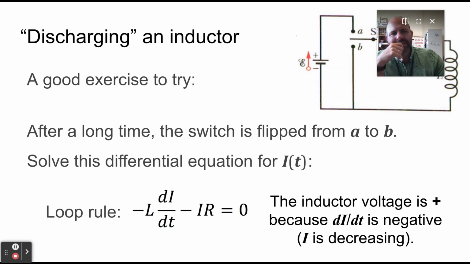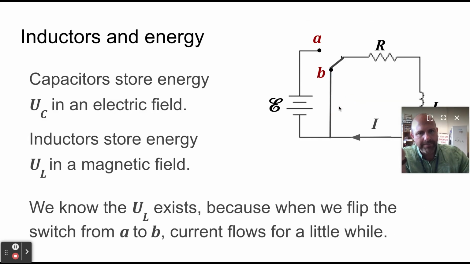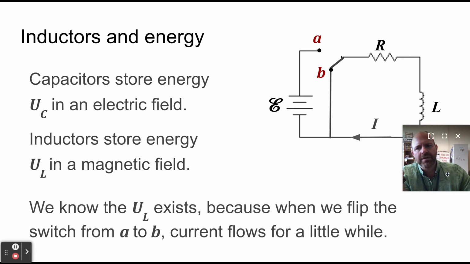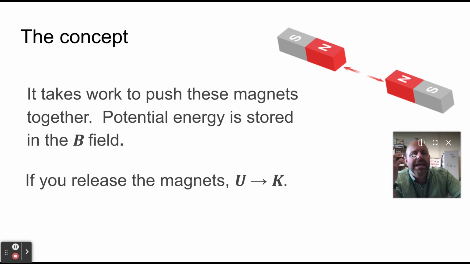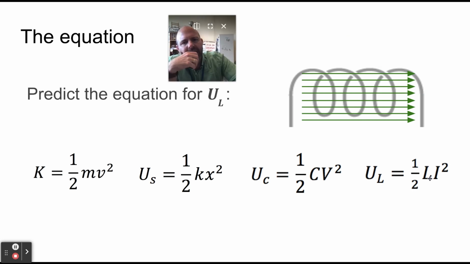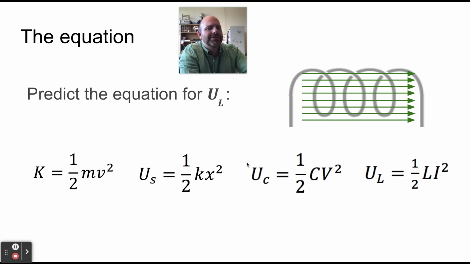But what we can see is that the current is flowing, and we have energy stored in that magnetic field. We know that the energy stored exists because when we flip the switch, the current still flows. And this is because it takes work or energy to do this, right? What is the equation? Well, we've got kinetic energy, spring potential energy, capacitive stored energy, and energy stored in an inductor. It's the same basic relationship. 1/2 L, the inductance, times I squared, because I is the thing that matters here.